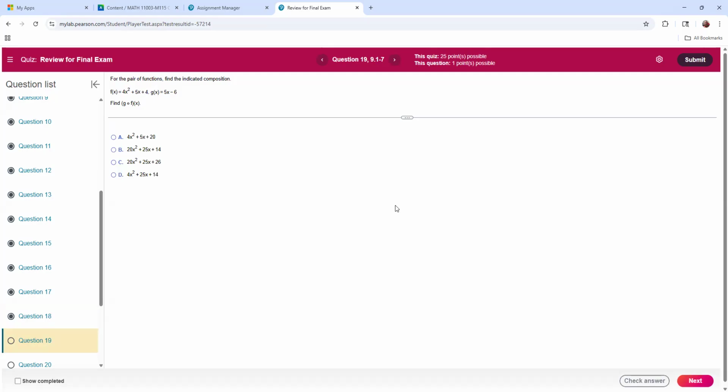Now this one is sort of the same, but they didn't give us any numbers for this one. I've got 4x squared plus 5x plus 4 for my f. g of x is just 5x minus 6. They want me to find g compose f of x. All right, y'all, so I'm going to get one of those 4 expressions when I'm done.